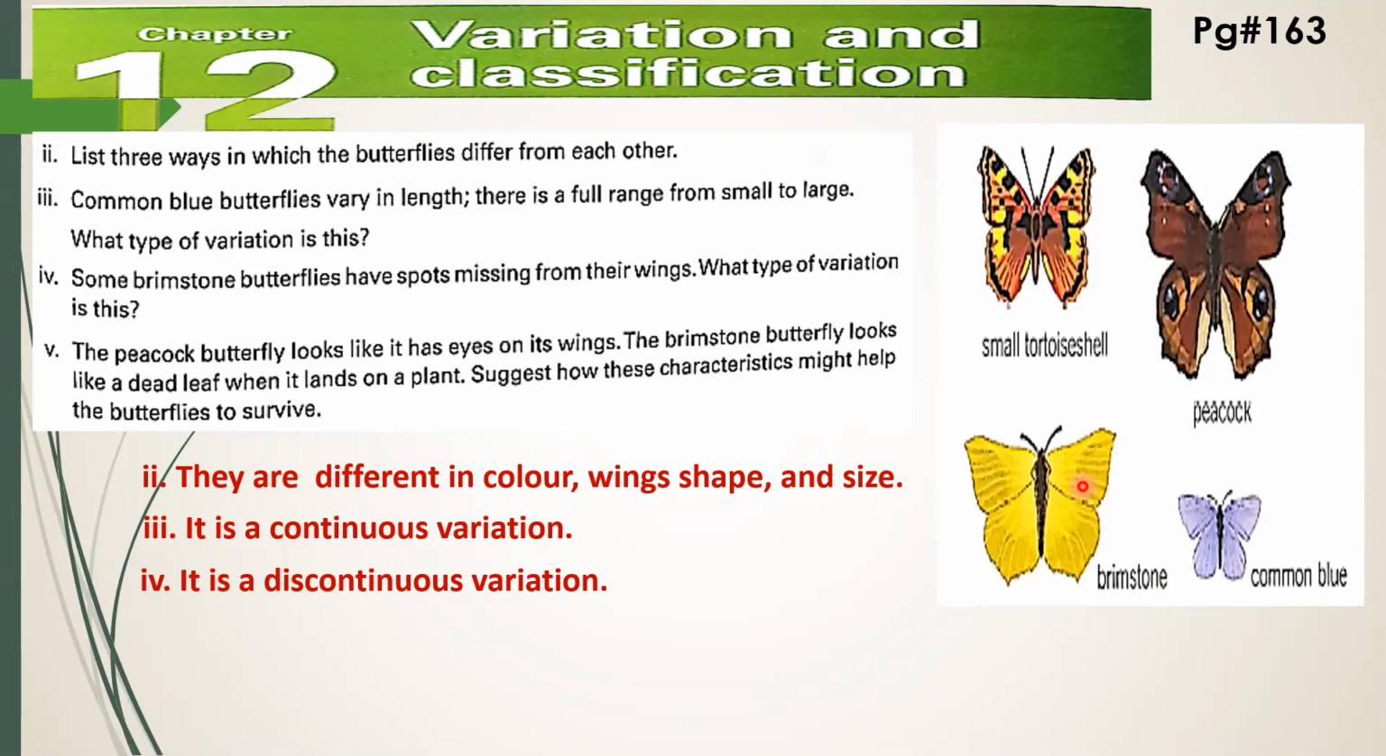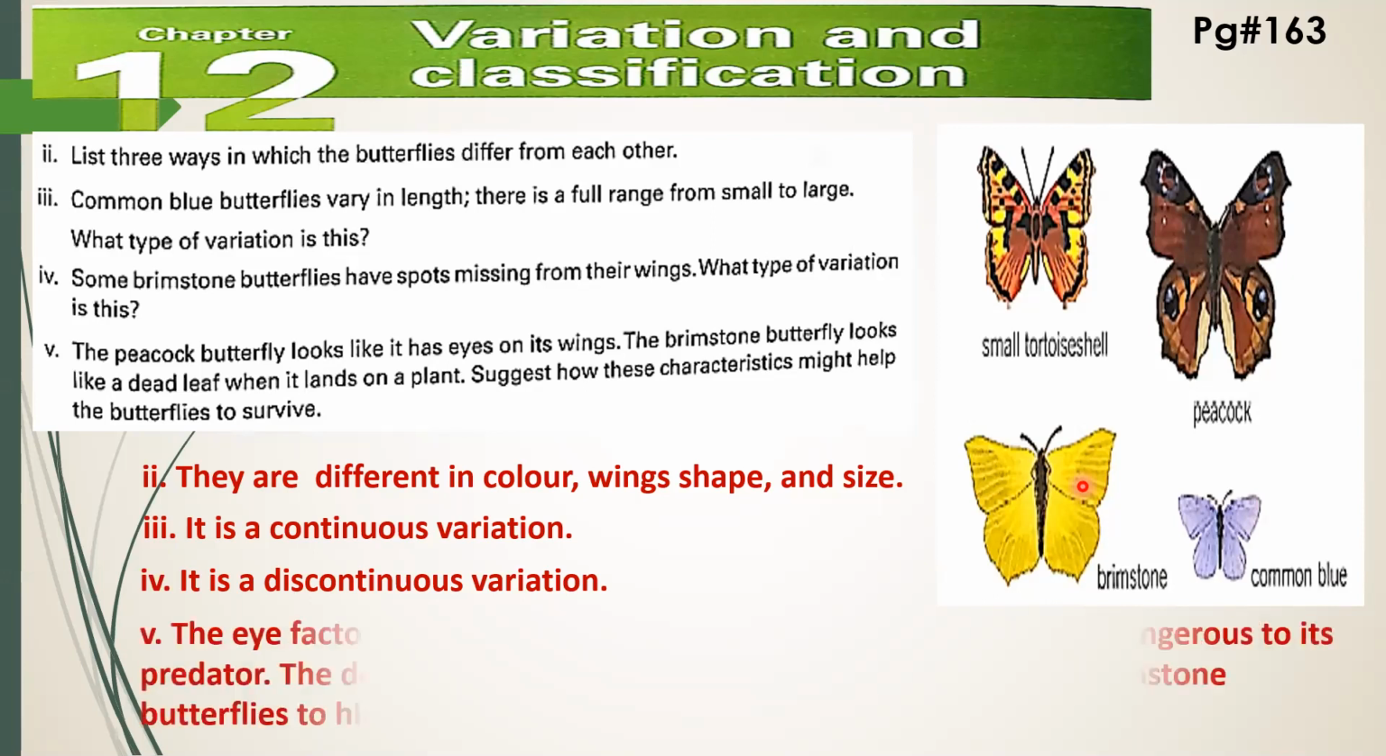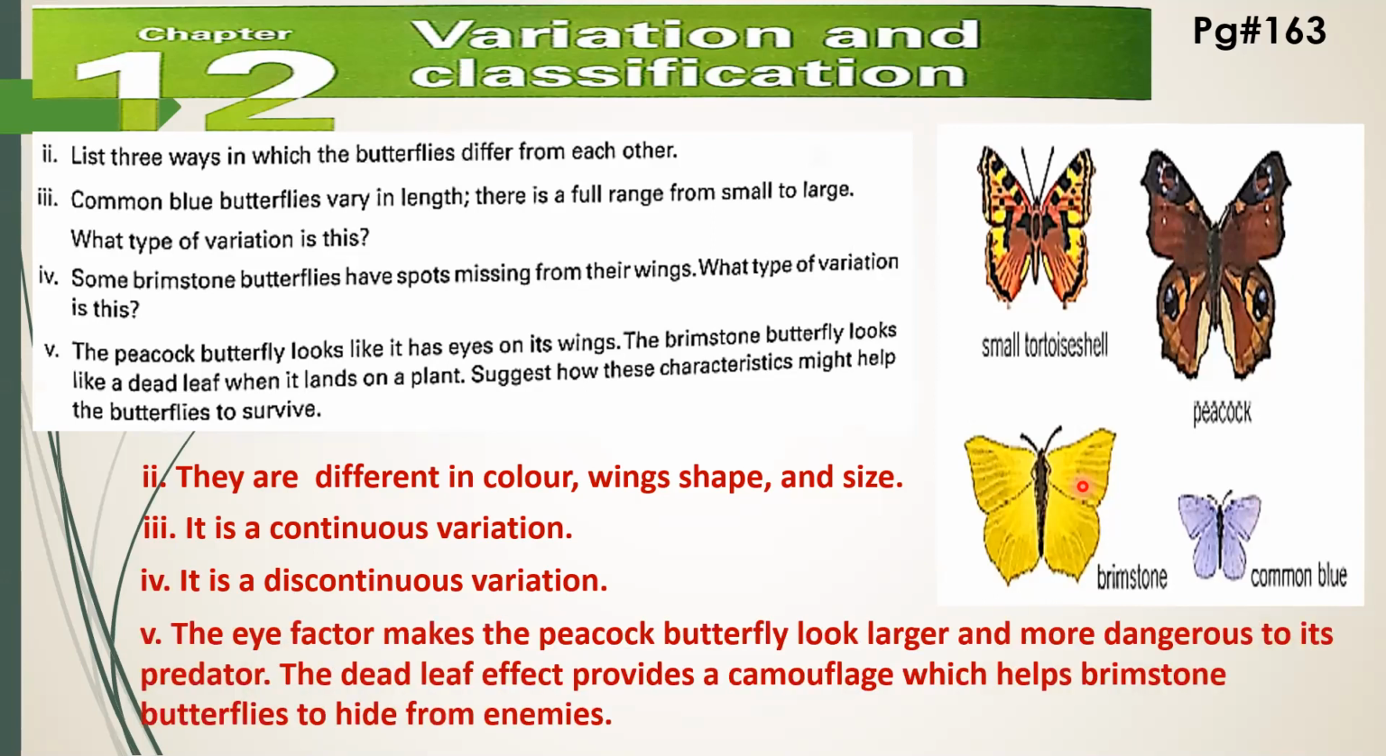Suggest how these characteristics might help the butterflies to survive. So the answer is here. The eye spots make the peacock butterfly look larger and more dangerous to its predator. Predators are those organisms who eat butterflies. The dead leaf effect provides camouflage which helps the brimstone butterfly to hide from enemies. Camouflage means that it will change its appearance, so that it does not look like an organism but looks like a leaf.